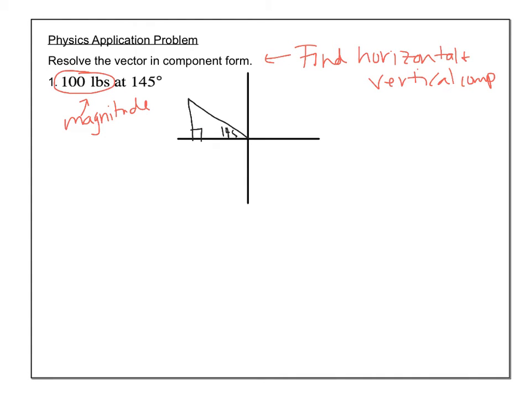I didn't say that in the last ones, but that's how you know where it goes. It should always connect back to the x-axis. That's 145. The hypotenuse is where the 100 goes. And I'm again finding x and y. To find x, same formula. Cosine of the angle is equal to x over 100. And then I'm multiplying by 100.